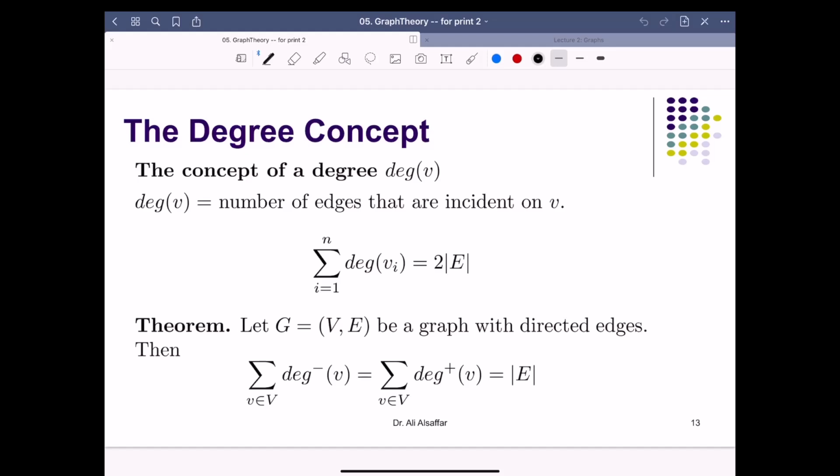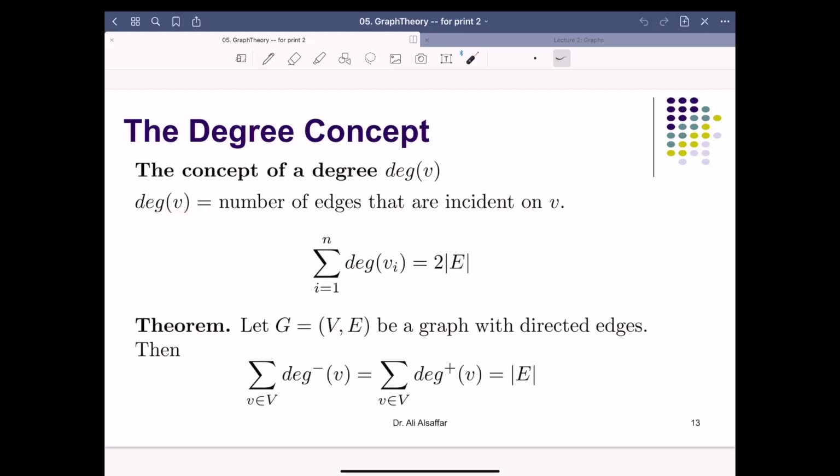For our next topic, we would like to define the concept of degree. The concept of degree is an equation that we are going to use for both directed and undirected graphs. So what is this equation? Now we will give a symbol. Degree of V is the number of edges that are incident on V. So we will count the edges that are connected to a certain vertex, which represents the incident edges. We will call it degree.